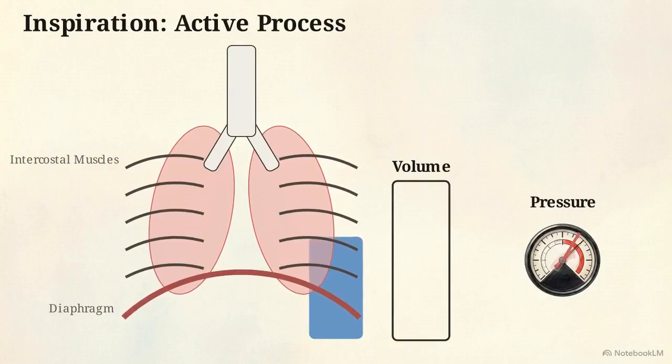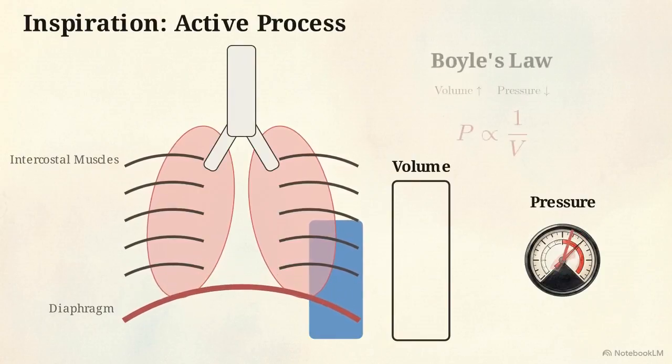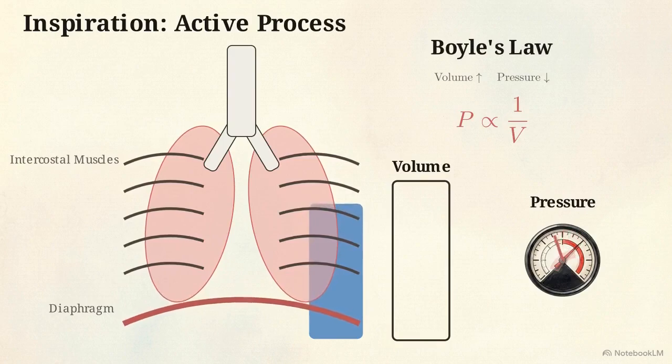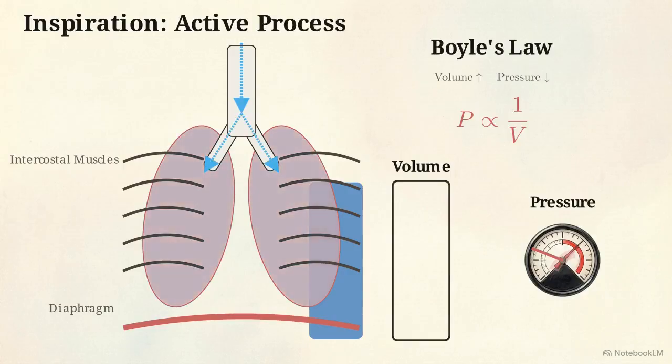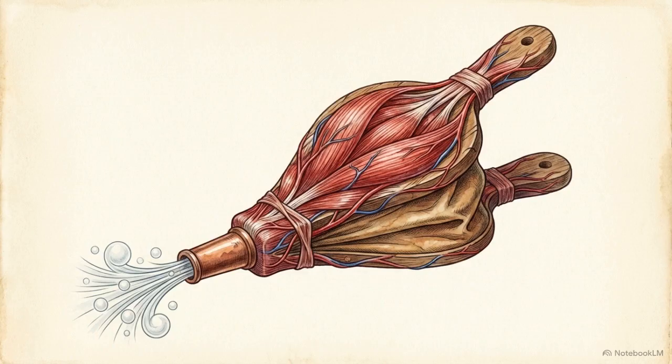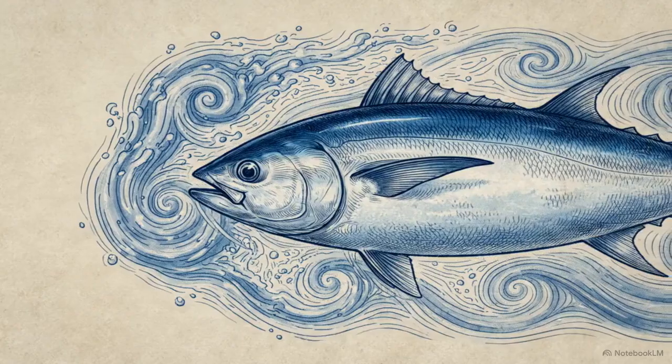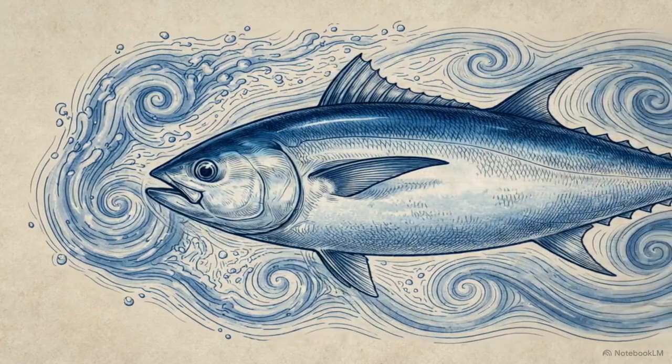This increases thoracic volume. This utilizes Boyle's law. As chest volume increases, lung pressure falls below atmospheric pressure. This forces air to rush in. The mammalian lung acts as a mechanical bellows, using muscular energy to ensure a constant supply of fresh air reaches the exchange surface. Bony fish operate in a much more difficult medium.